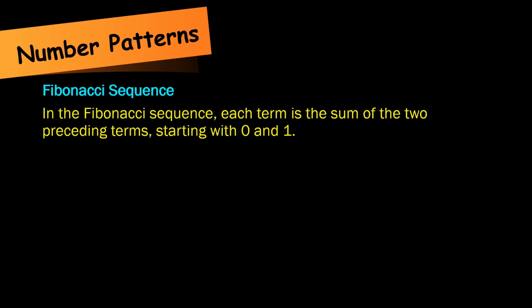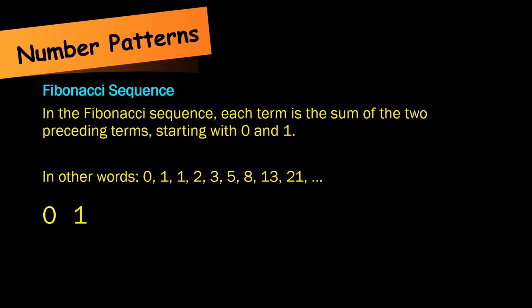And now for the Fibonacci sequence. In the Fibonacci sequence, each term is the sum of the two preceding terms, starting with 0 and 1. So we have 0, 1, 1, 2, 3, 5, 8, 13 and 21, etc. So how did we get this?